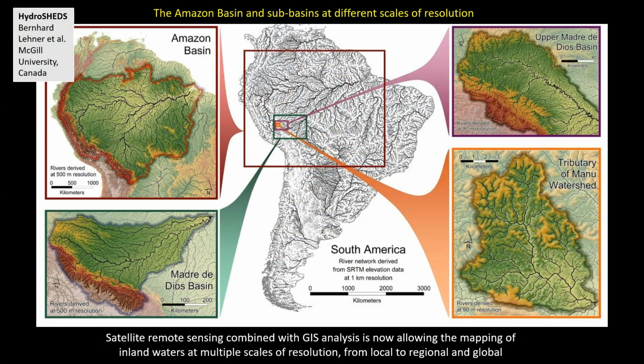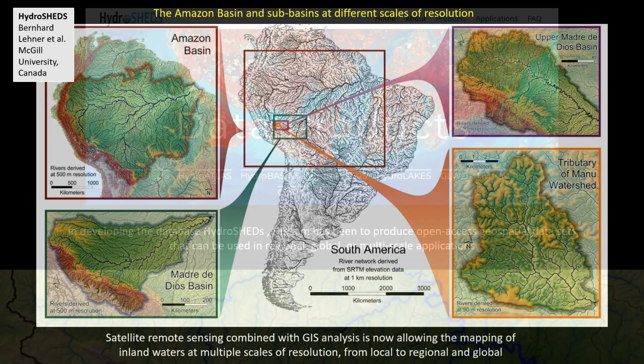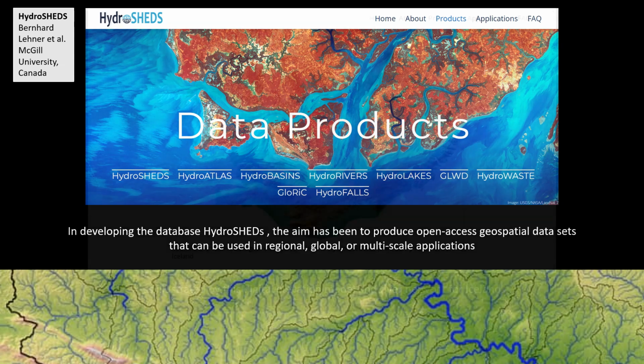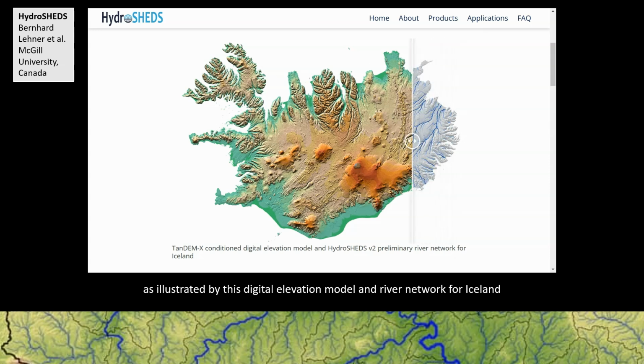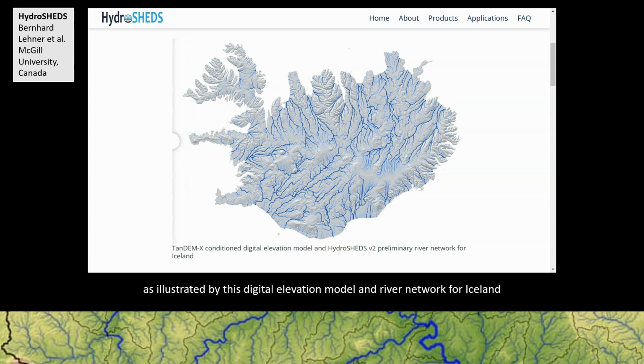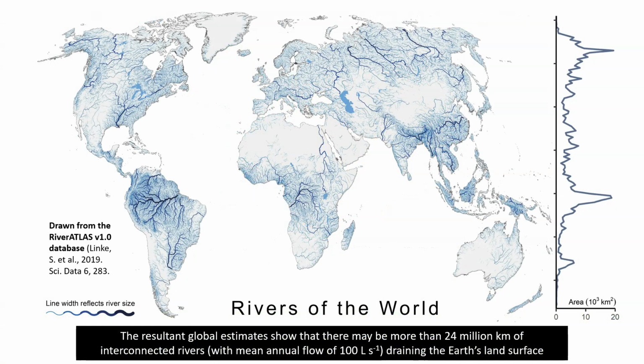Satellite remote sensing, combined with GIS analysis, is now allowing the mapping of inland waters at multiple scales of resolution, from local to regional and global. In developing the database HydroSheds, the aim has been to produce open-access geospatial datasets that can then be used in regional, global, or multi-scale applications, as illustrated by this digital elevation model and river network for Iceland. The resultant global estimates show that there may be more than 24 million kilometers of interconnected rivers draining the Earth's land surface.